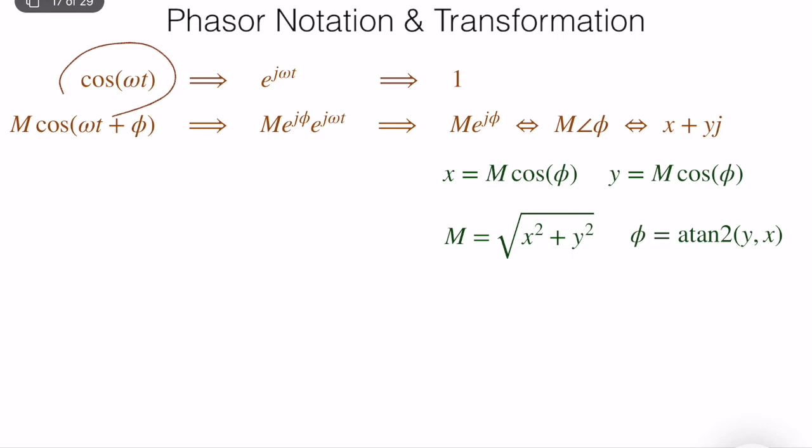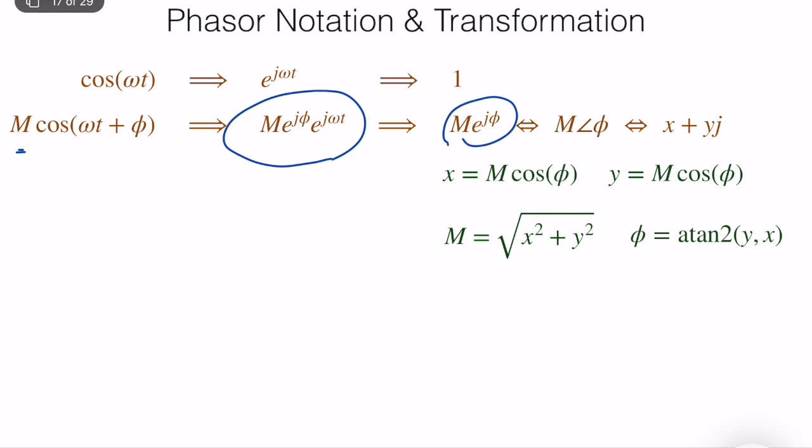Then we transform it to 1, because the cosine signal is our base fundamental reference signal. If the input is cosine omega t and the output is cosine omega t, it means that there is no magnitude scale and no phase difference. If we apply a general sinusoidal signal, which has a magnitude scale and phase with respect to this base signal, we can convert it into this middle form, m e to the power j phi, which is the phase shift, times e to the power j omega t. If we get rid of e to the power j omega t, what we obtain is a purely complex quantity, which has a phase and magnitude.